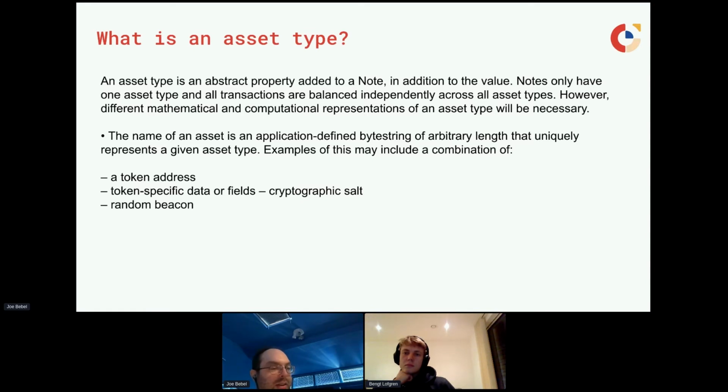You can also include other things. You can include some salts. You can include a random beacon. There's reasons to do this if you want to prove that you didn't construct your assets before a certain point in time. There's different things you can add, and fundamentally it's not part of the shielded pool specification what information goes into this representation of an asset type.